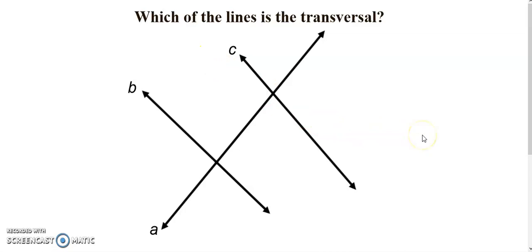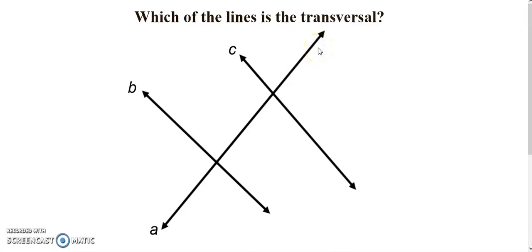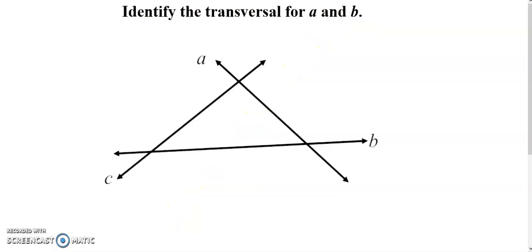All right, so when we're looking at this, the transversal, and I'm going to answer that last question for you right now. If you missed it, you can go back and change it. Which line is the transversal? The transversal is the one line that crosses over the other two. Get used to highlighting this line. We're going to be highlighting it a lot. So this question is asking, which is the transversal for A and B? Which one line goes over both A and B? And that would be line C.